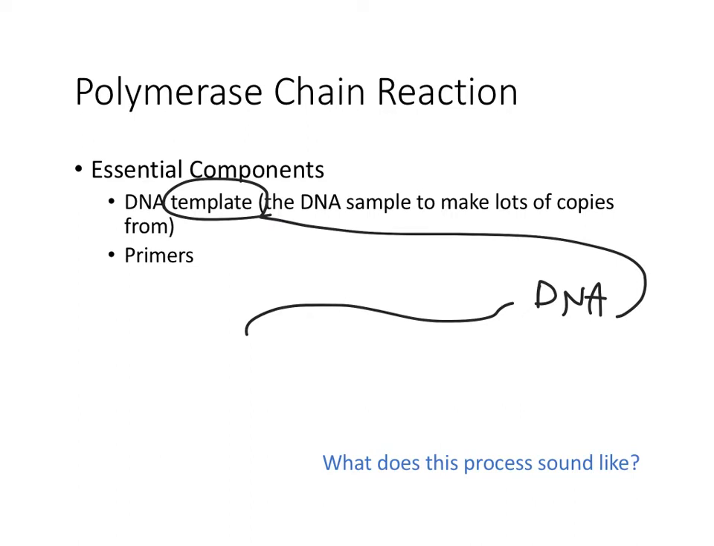And where have we heard of primers before? DNA replication. Because DNA polymerase needs a primer to start replicating DNA. So PCR is making extra copies of DNA, which means it's going to use an enzyme that makes DNA, which means it's going to use DNA polymerase. That is another essential component. Another bullet point, DNA polymerase, the enzyme that builds DNA. And it has to have primers to start synthesizing DNA.